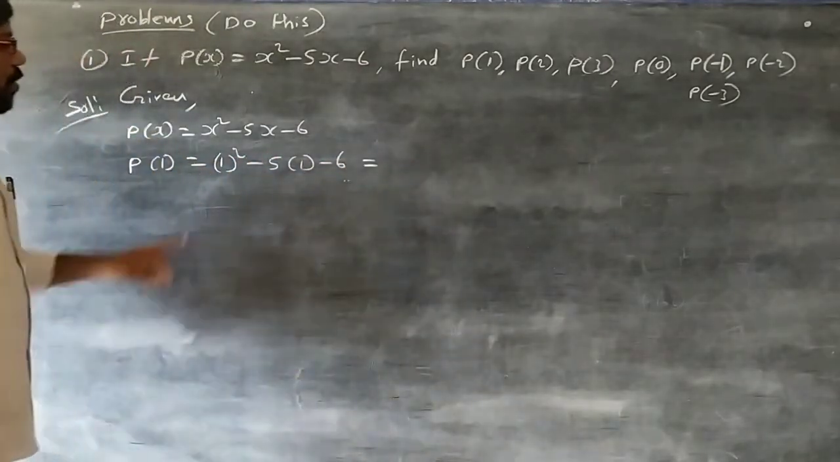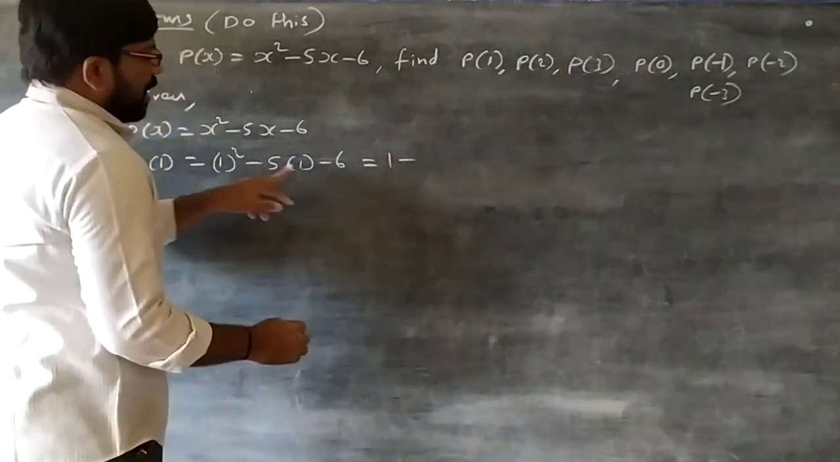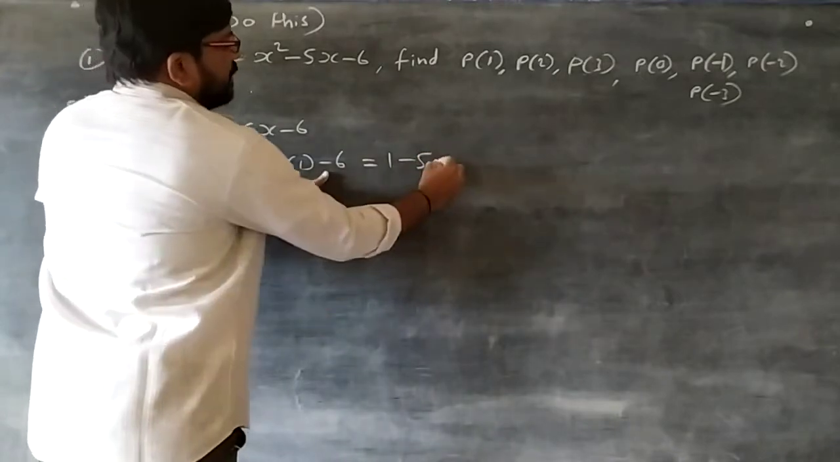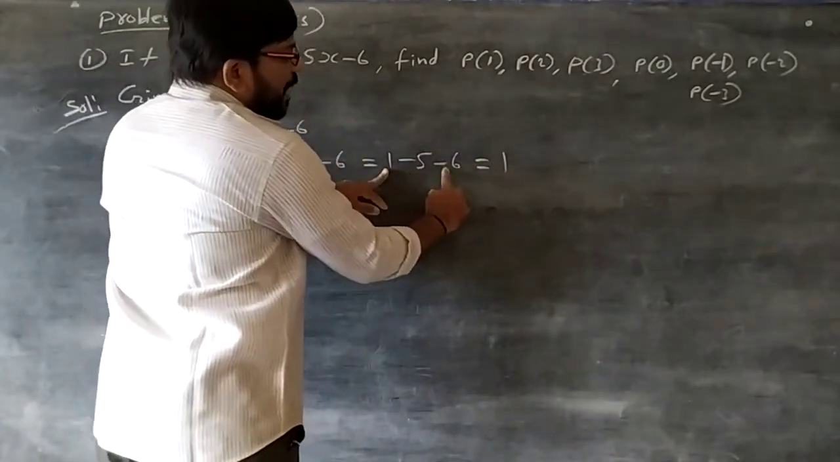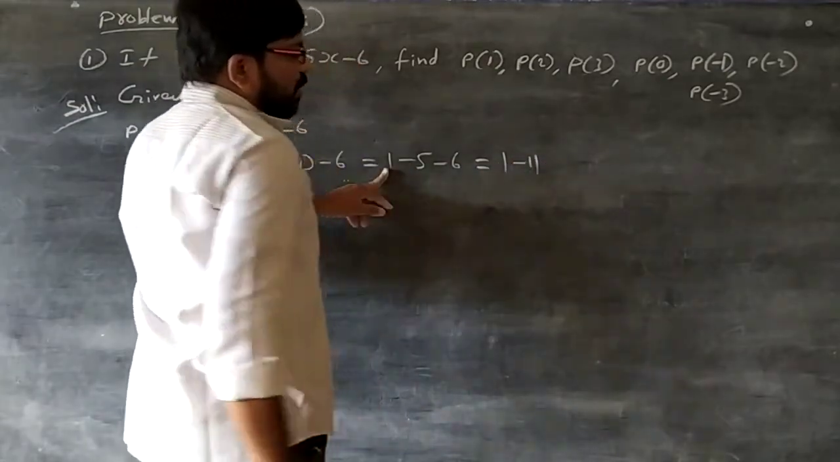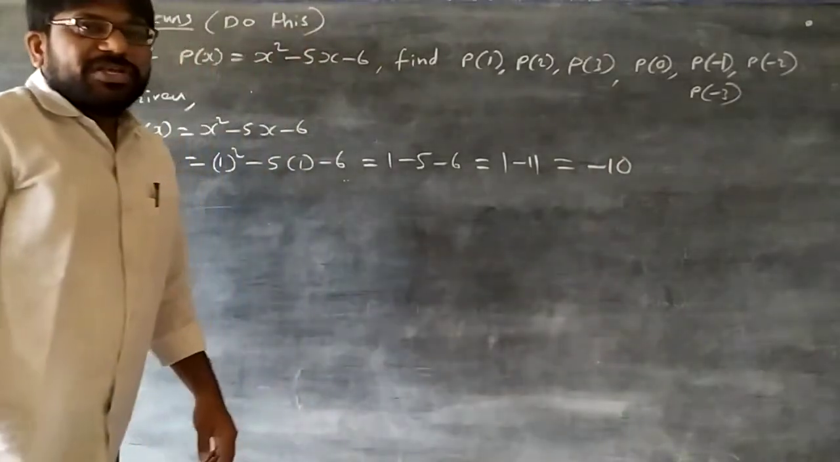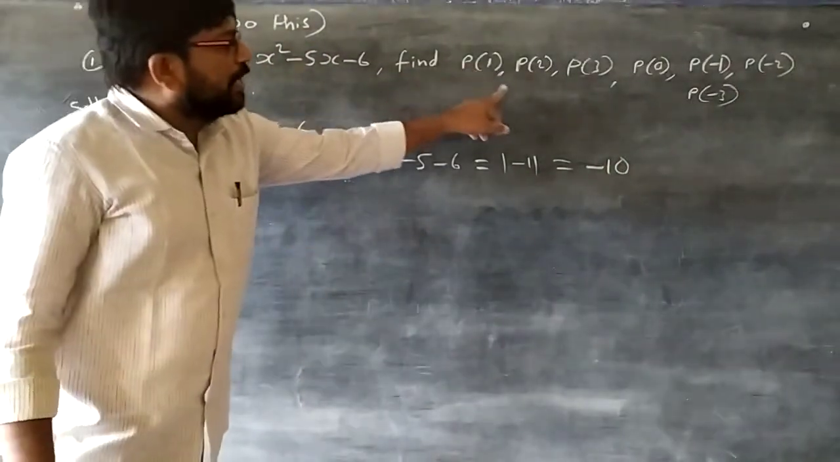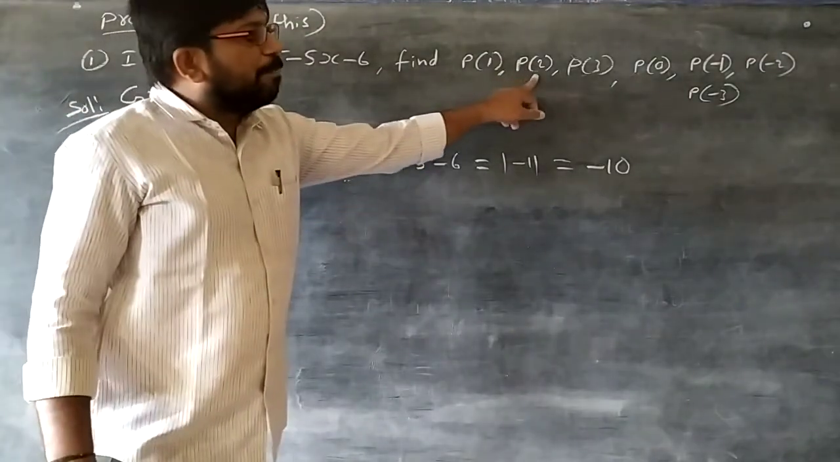That is equal to 1 square, 1 into 1, 1. 1 minus 5 ones are 5, minus 6. That is equal to 1 minus 5 minus 6, minus 11. 1 minus 11 is minus 10. So the p of 1 value is minus 10. Next, go to find out p of 2.